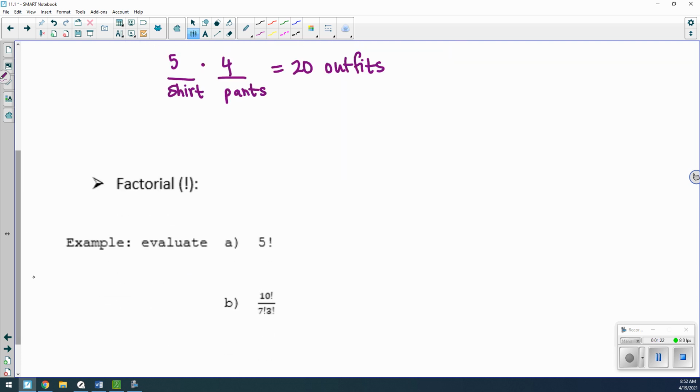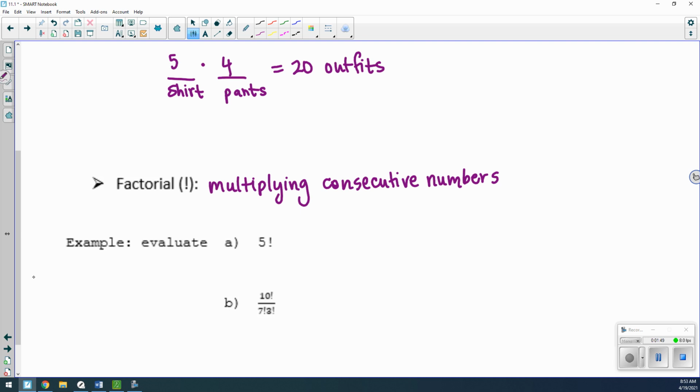Oh no. Next up is factorial. So maybe in math before you've seen that exclamation point. Exclamation points in math don't mean excitement. What they mean is multiplying consecutive numbers. Mathematics is exciting enough. We don't need a punctuation mark.